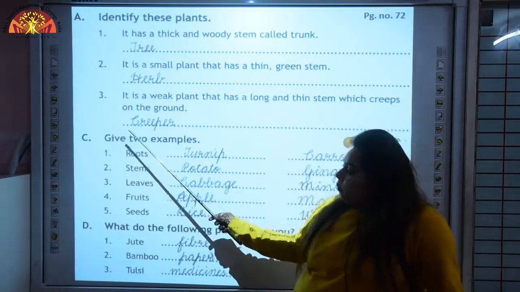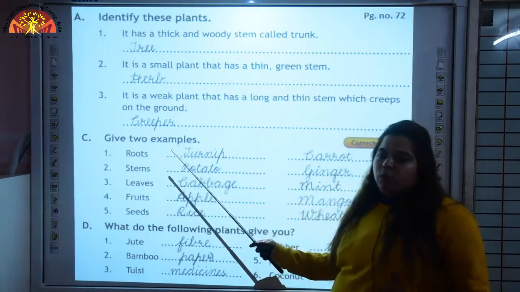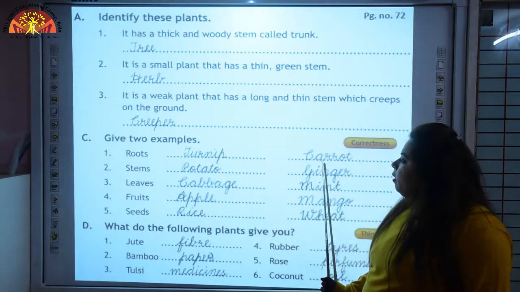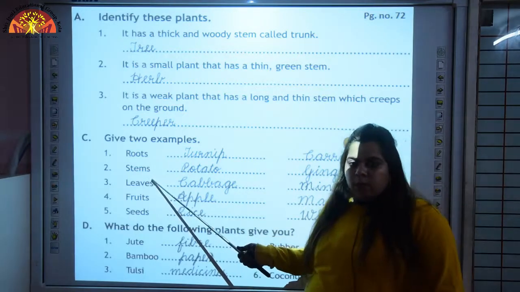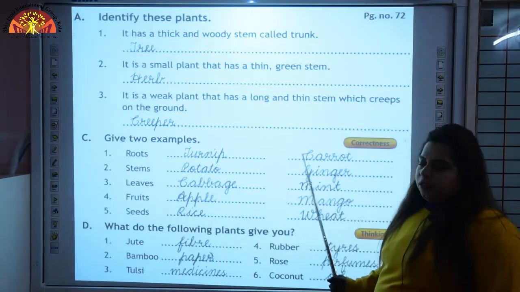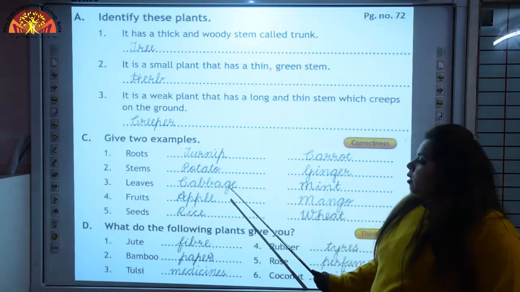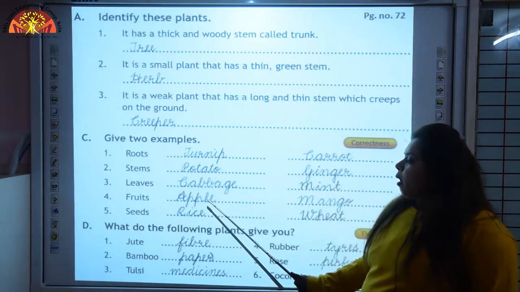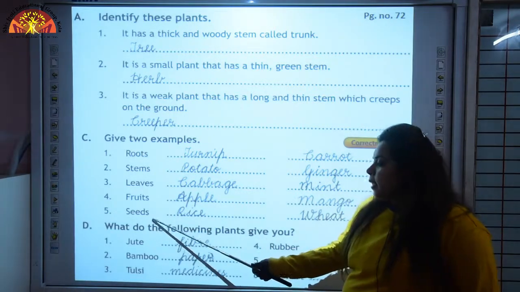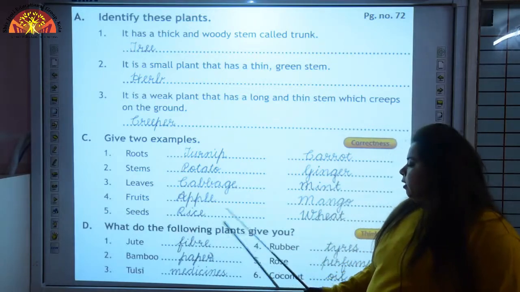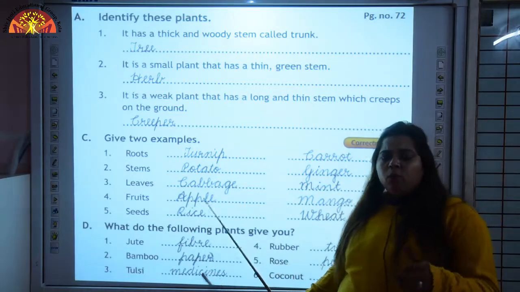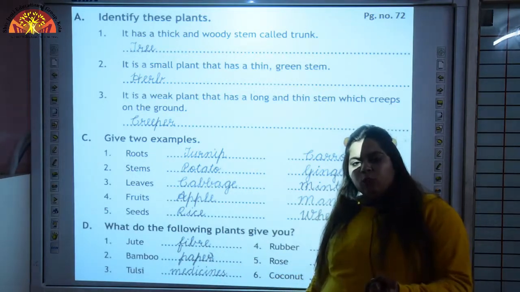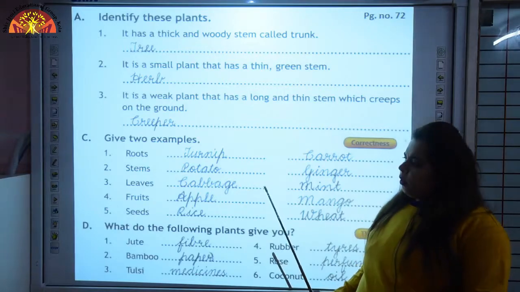Question C, give 2 examples. Here we have to give 2 examples of each. Roots that we eat. What we will write here? Turnip and carrot. Stems that we eat, potato and ginger. Leaves that we eat, cabbage and mint. Fruits that we eat, apple and mango. Seeds we eat are rice and wheat. We eat many more stems, roots, seeds, fruits, but here we have to write any 2. So, we have written 2 examples over here.